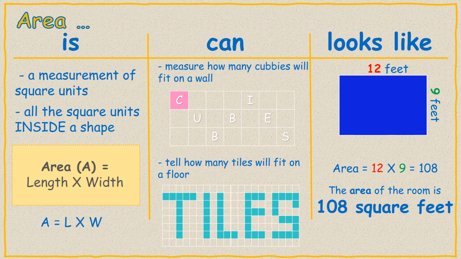And an example, if I had to apply the formula, if I wanted to figure out how much carpet was on the ground, I would have to multiply 12 feet times 9 feet to get a total of 108 square feet to determine the area of the room.